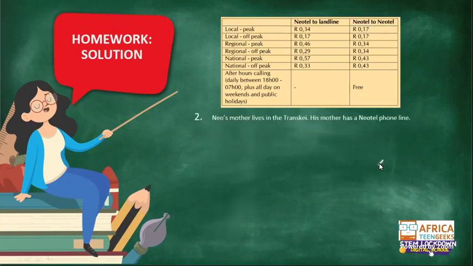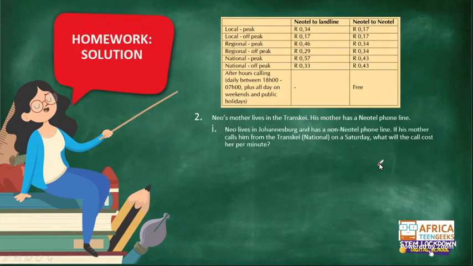Let's look at question 2 of that table. Neo's mother lives in the Transkei. His mother has a Neotel phone. Neo lives in Johannesburg and has a non-Neotel phone. If his mother calls him from Transkei, now here we also put in it's now a national call, on a Saturday, what will the call cost her per minute?